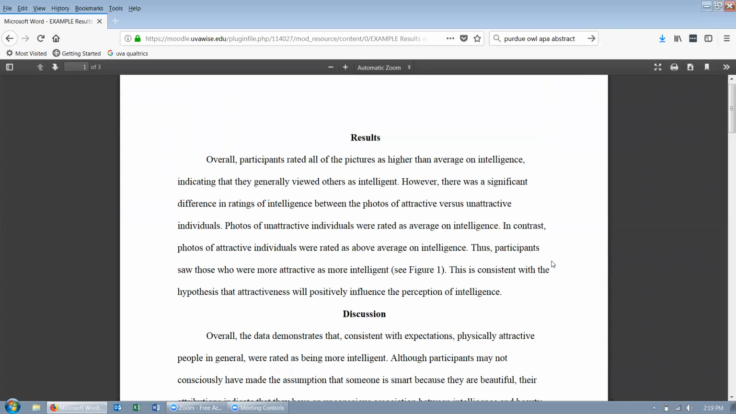Next, you're going to describe how the variables are related to each other. So in this example, it was an experiment. So if your study is experimental, you should describe the results for each group. So people who were in the experimental group looked like this. Those who were in the control group looked like that. So in this example, there was a significant difference in ratings of intelligence between photos of attractive versus unattractive individuals. Photos of unattractive individuals were rated as average on intelligence. In contrast, photos of attractive individuals were rated as above average on intelligence. And then you want to discuss how the groups compare. So participants saw those who were more attractive as more intelligent.